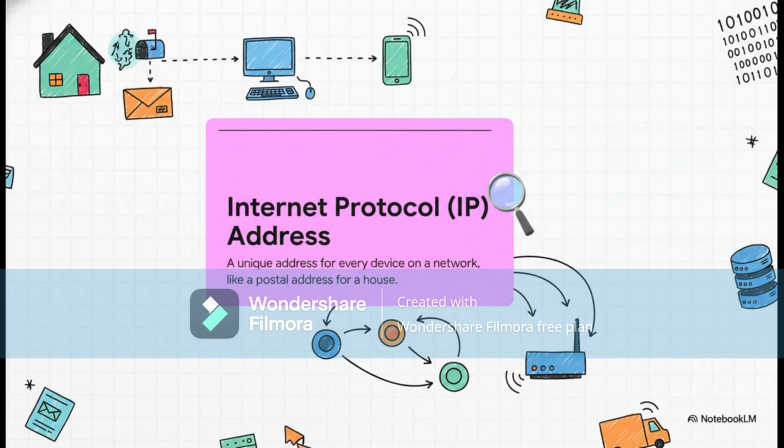Now listen up, because this is a huge one for your exams. An IP address is a totally unique address that's given to every single device connected to a network. The best way to think about it is like the postal address for your house. It makes sure the mail gets to the right person.